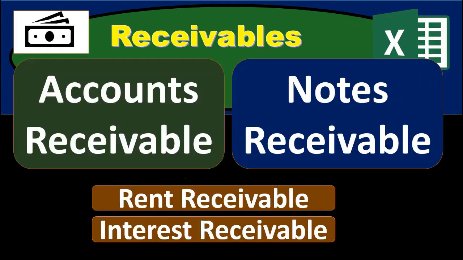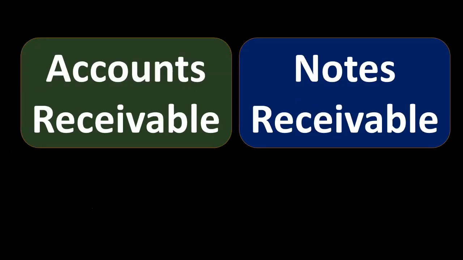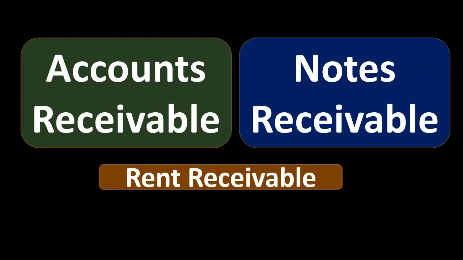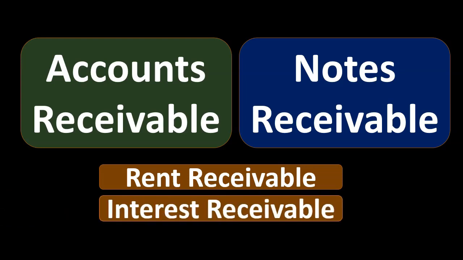In this presentation, we will take a look at receivables. The major two types of receivables, and the ones we will be concentrating on here, are accounts receivable and notes receivable. There are other types of receivables we may see on the financial statements or trial balance or chart of accounts, including receivables such as rent receivable and interest receivable. Anything that has a receivable in it basically means that someone owes us something in the future.